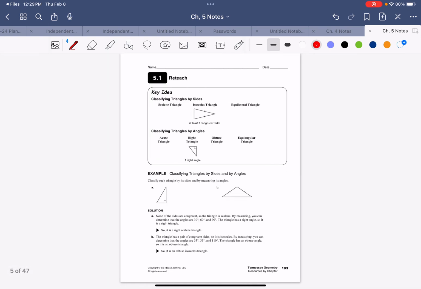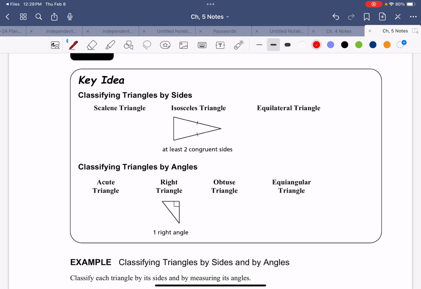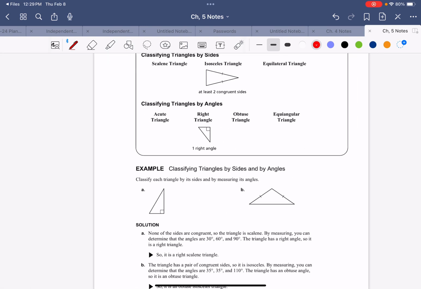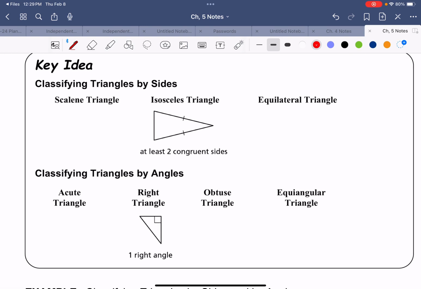Interesting. Okay. Now, hopefully you're going to like this lesson. I know transformations probably threw you for a loop, but now we're going into something that you've been having in elementary school and middle school, classifying triangles by sides. So a scalene triangle is basically going to have 3 different side lengths. So they're all going to be different.